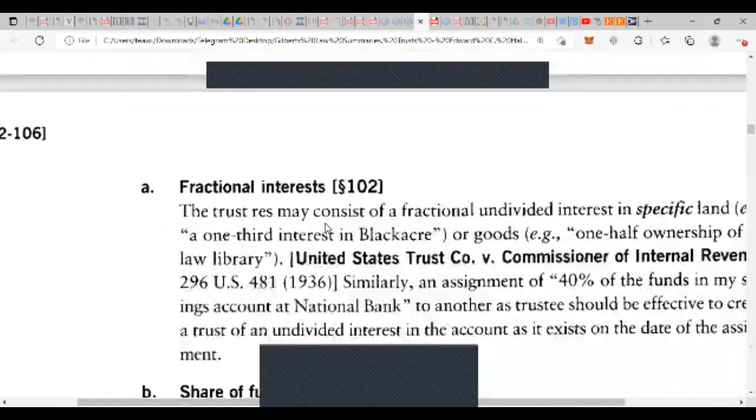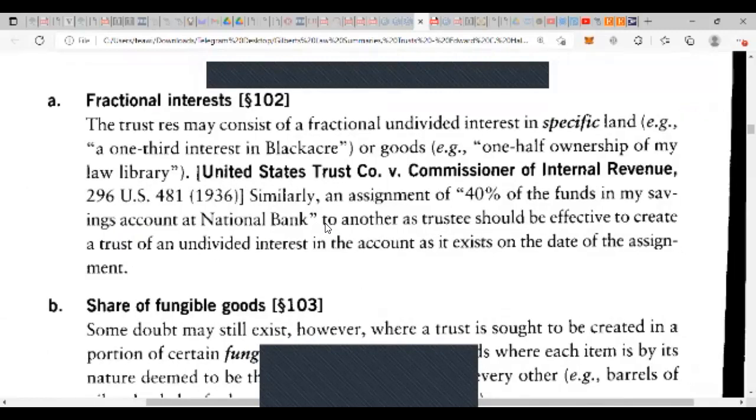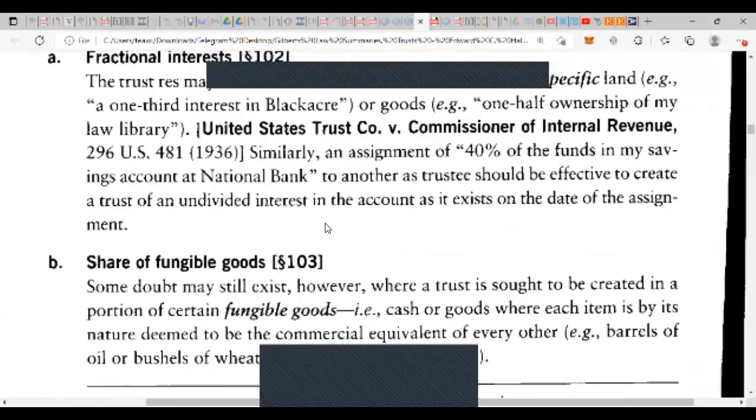A. Fractional interest, Section 102. The trust res may consist of a fractional undivided interest in specific land, such as, quote, a 1/3 interest in Blackacre, or such as, quote, 1/2 ownership of my law library, end quote. United States Trust Company versus Commissioner of Internal Revenue Service, 1936. Similarly, an assignment of 40% of the funds in my savings account at National Bank to another as trustee should be effective to create a trust of an undivided interest in the account as it exists on the date of assignment.